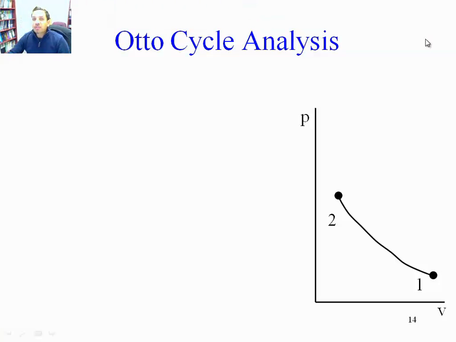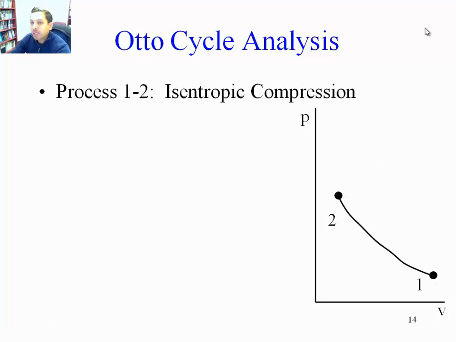So let's analyze every one of these processes in the Otto cycle. The first process from 1 to 2 is called the isentropic compression. As you can see in the PV diagram, this is an asymptotic curve with a high slope. Isentropic compression. Q is equal to 0, basically, and reversible.